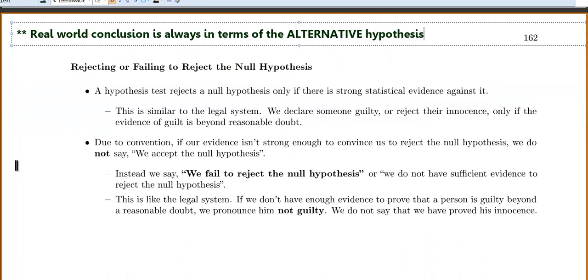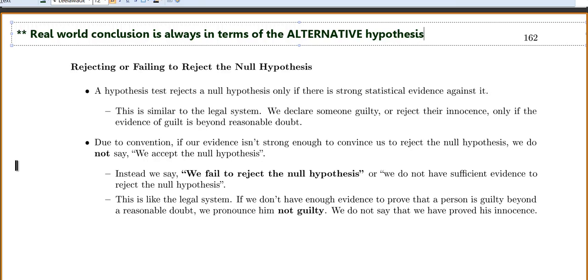Let's talk a little bit about rejecting or failing to reject the null hypothesis. So a hypothesis test only rejects the null hypothesis if there's strong statistical evidence against it. So this is similar to our legal system. We declare someone guilty or reject their innocence only if the evidence of guilt is beyond reasonable doubt.